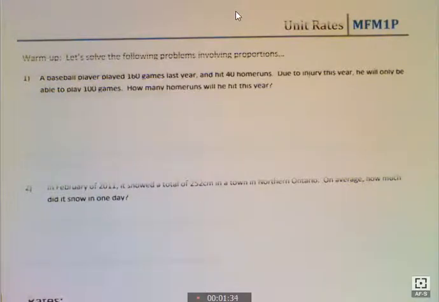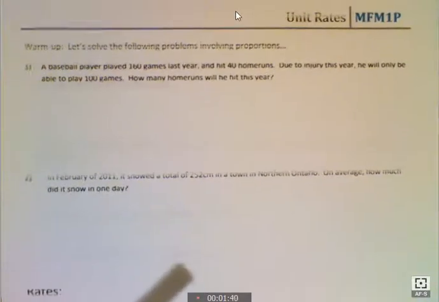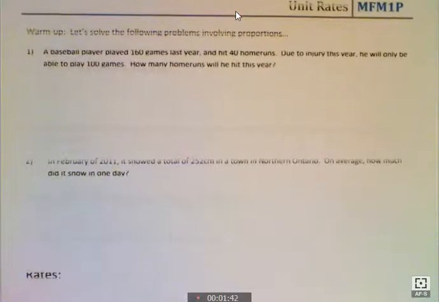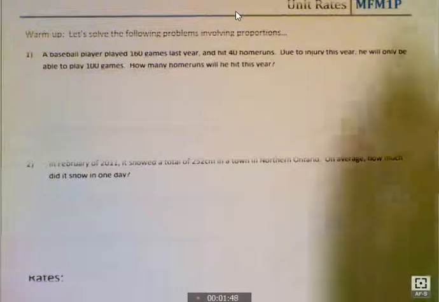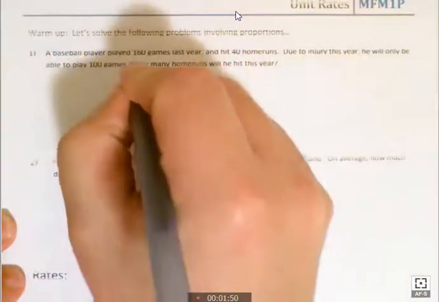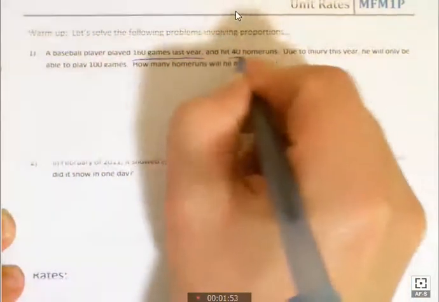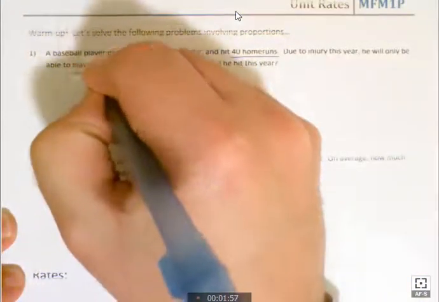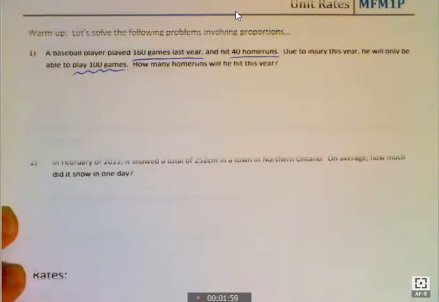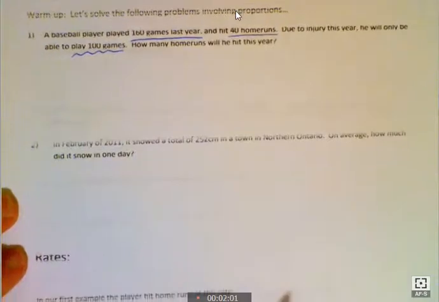I'm going to start off with a couple warm-up questions, setting up a proportion and then solving it in a way that maybe Miss Armstrong or your covering teacher showed you, but I'm going to show you maybe a new way of thinking about solving these. So here we have a baseball player. 160 games last year, 40 home runs. This year he can only play 100 games. Could we predict how many home runs he's going to hit this year?